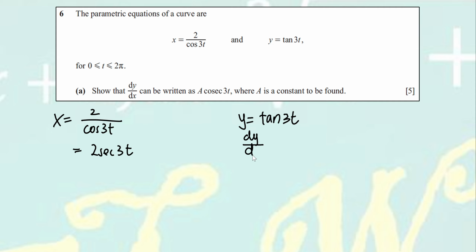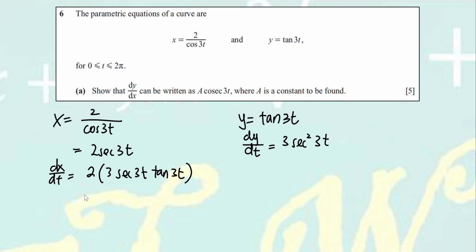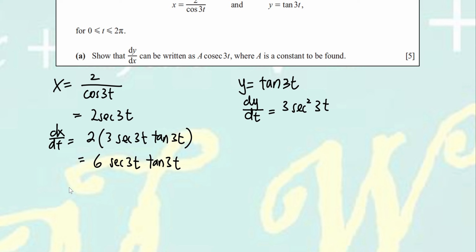dy/dt: differentiate tangent, it is secant squared, times the remaining 3t, differentiate 3t is 3. Now your dx/dt: when you differentiate secant, that is secant 3t tangent 3t, and then differentiate 3t is 3. That means here it's going to be 6 secant 3t tangent 3t. Okay, so now use the chain rule.